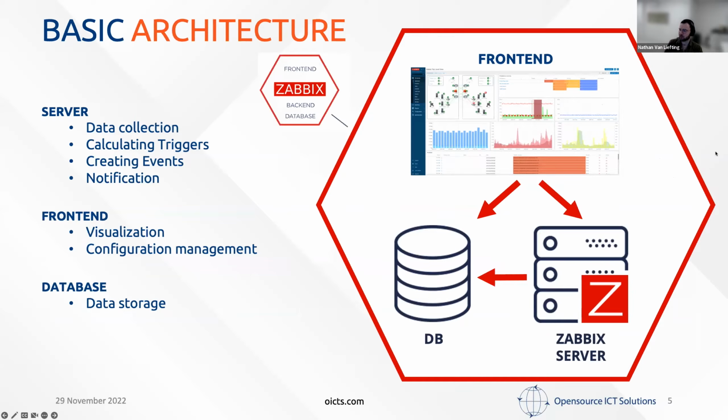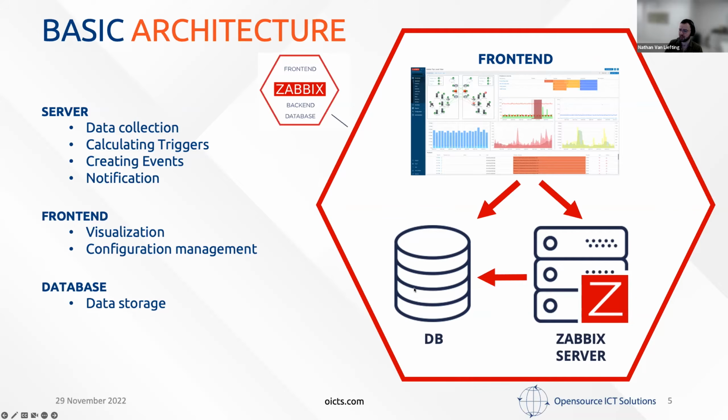Now, like we said, we have those three different components: the front end, the database, and the Zabbix server. The server is all about data collection, as well as calculating the triggers, creating the events, and sending out the notifications. We have the front end, which is all about configuration management and the visualization, for example, through those graphs. And the database is all for the data storage.